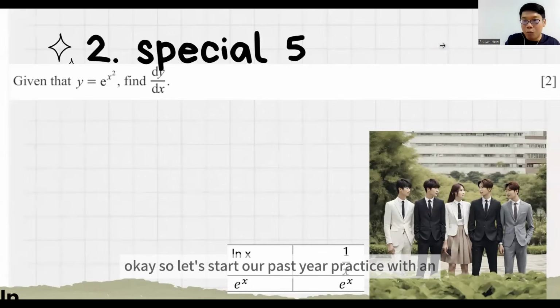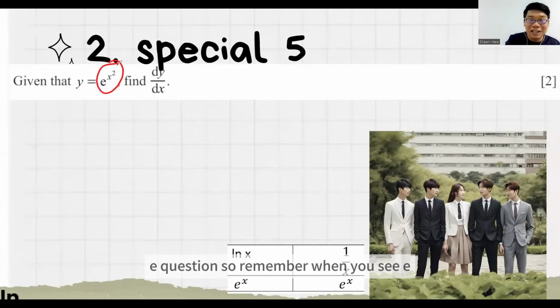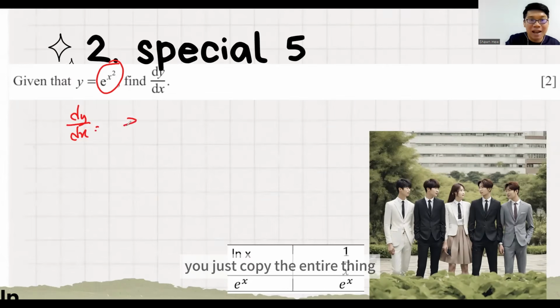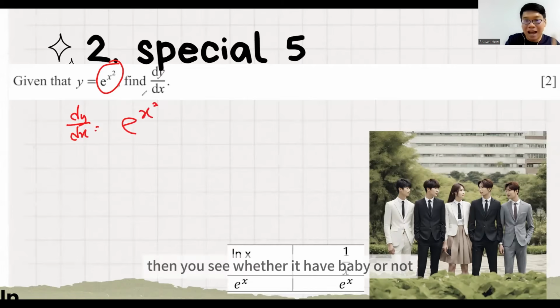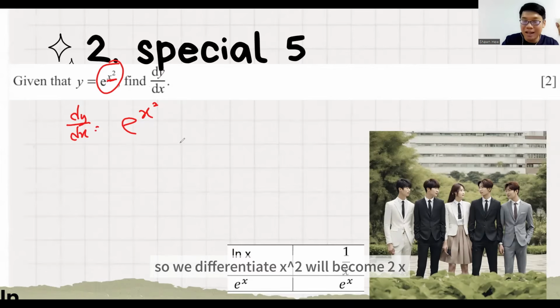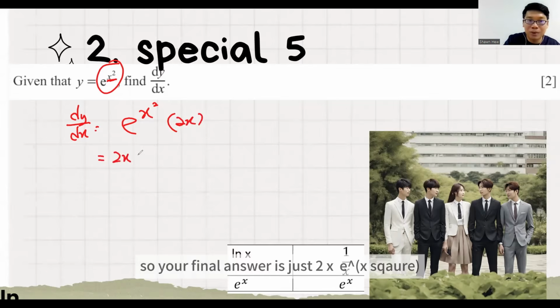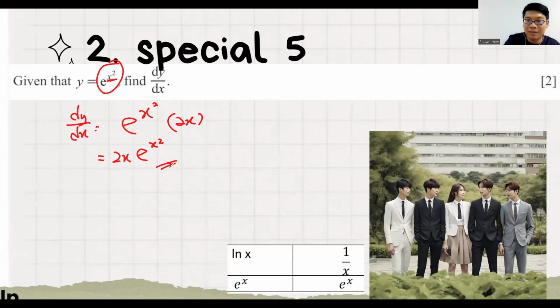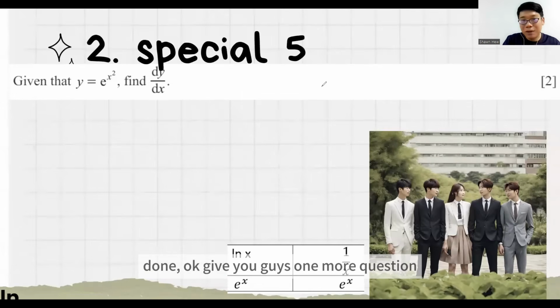Just like that. Okay, so let's start our past year practice with an e question. So remember, when you see e, you just copy the entire thing. Then you see whether it has a baby or not. Yes, it has a baby, which is x squared. So we differentiate x squared, which becomes 2x. So your final answer is just 2x e^(x squared). Done.